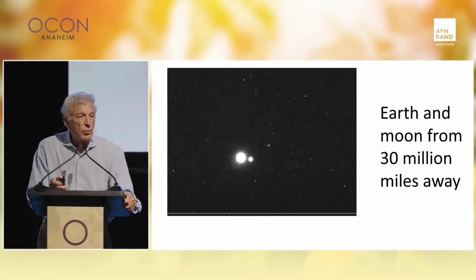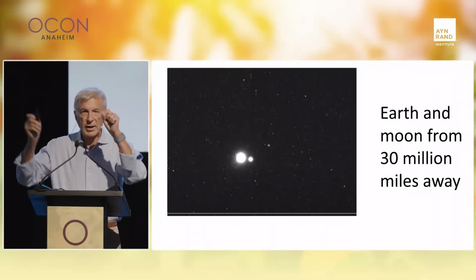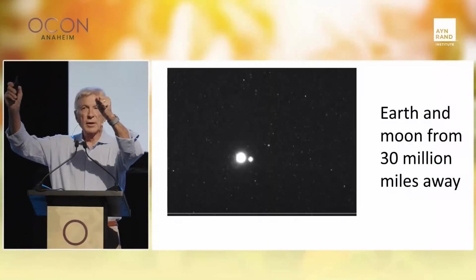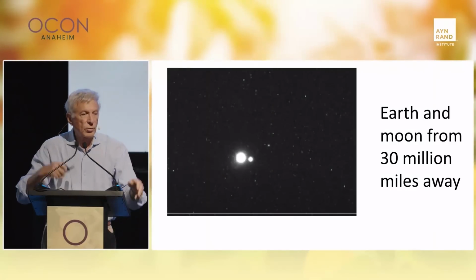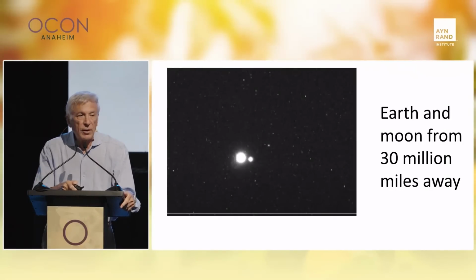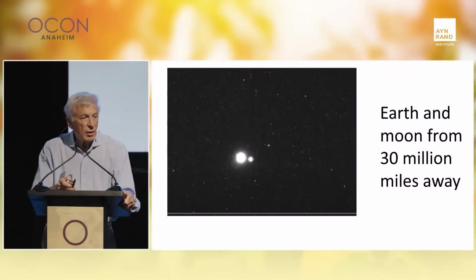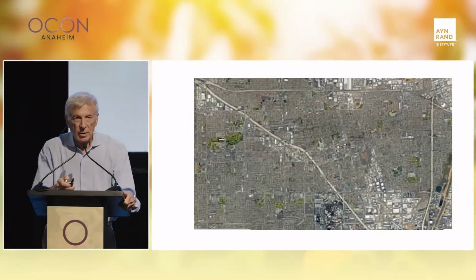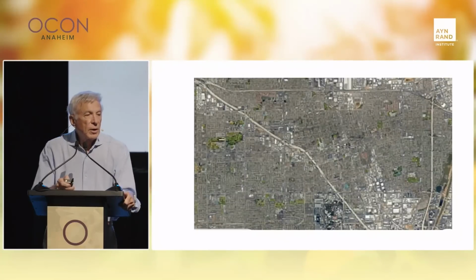Here's Earth and the moon from 30 million miles away. The reason why the moon looks close to the Earth is that it's gone around it. If you looked at it straight head on, it would look very far from the Earth. It's 250,000 miles, and the radius of the Earth is only 5,000. So that's not relevant. Here's Anaheim from maybe 3 miles away.